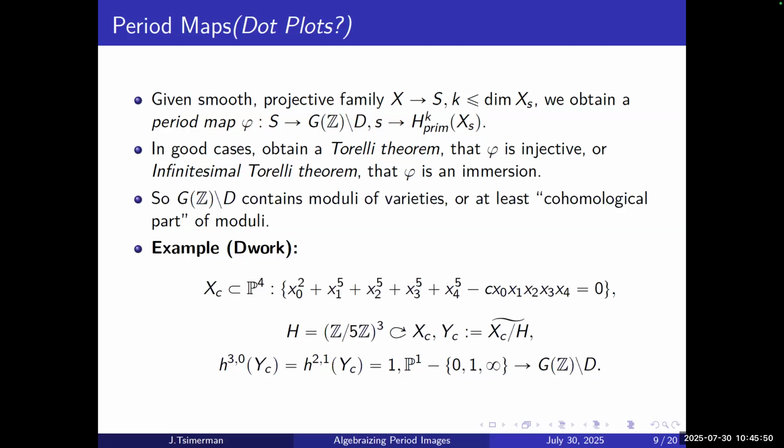So one example, of course, is elliptic curves, as we've seen, but a more interesting example, if you haven't seen this before, is this example of Dwork. If you look at this family of quintic threefolds, you have an action by this group H. You can quotient out, and then resolve it, and this gives you something with Hodge numbers 1, 1, 1, 1 from before, so it gives you a map to your D mod GZ.